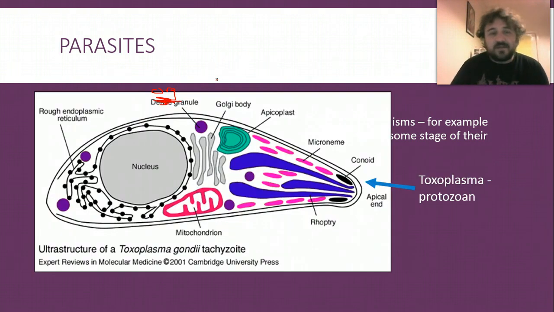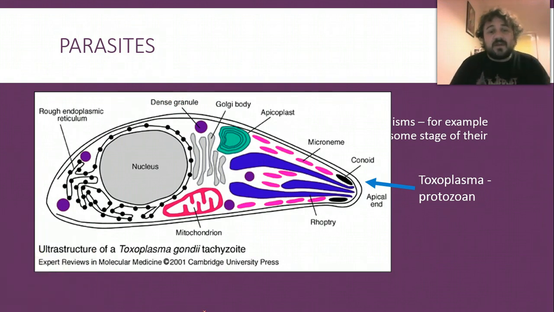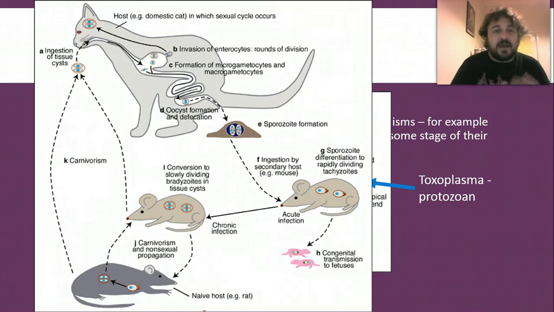So this is Toxoplasma gondii, and as you'll see, it's a protozoan. It looks like an animal cell, but it's not quite. And this is its life cycle. This is really cool, actually. It kind of turns the rats into daredevils.